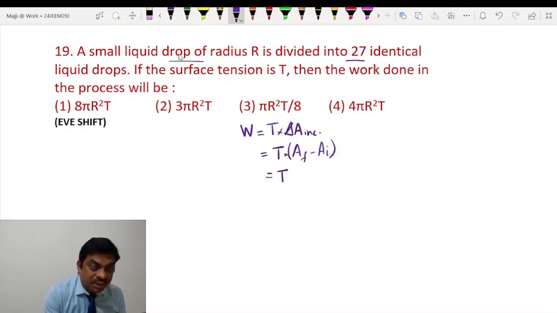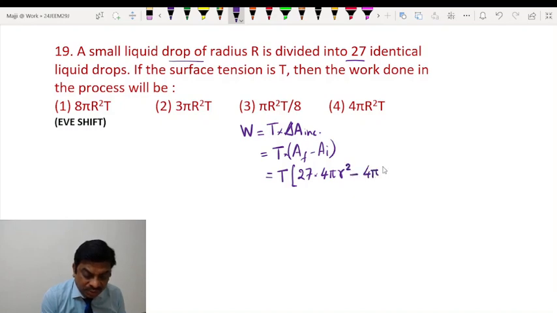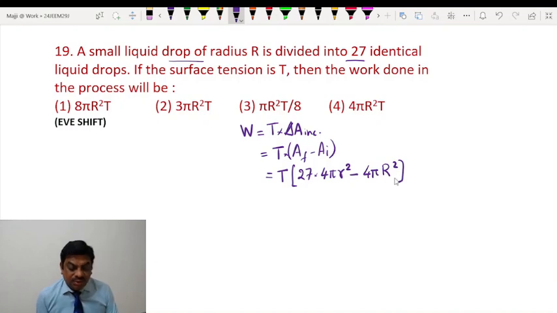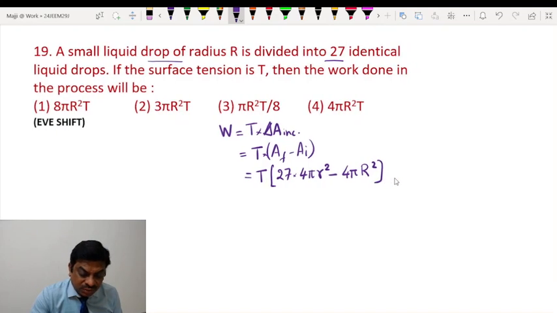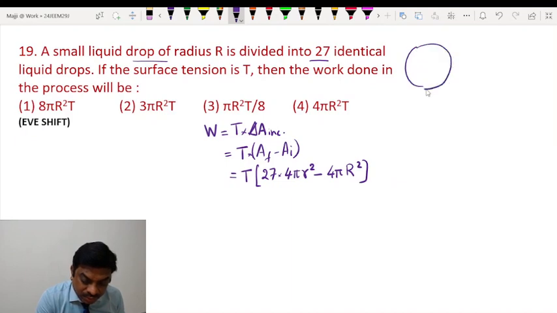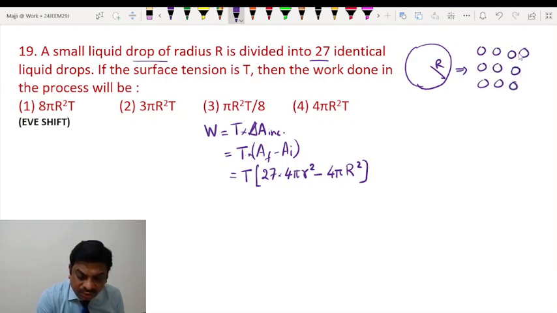Since these are drops, they will have only one surface, the outer surface. So if I take the radius of the small droplet as small r, and the radius of the bigger drop is already given as capital R, this should be the answer. So a big drop of radius R gets split up into several minute droplets of radius small r. Here we have to express small r in terms of capital R, as all the options are in terms of capital R.